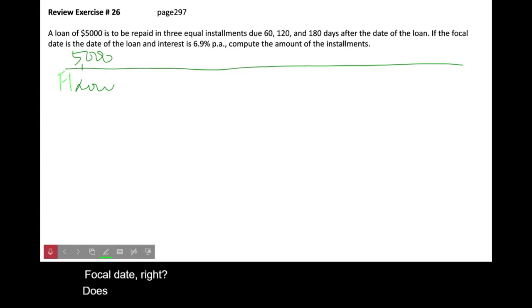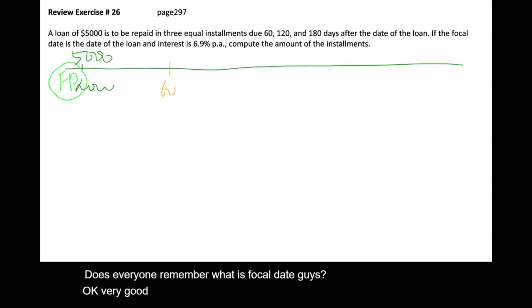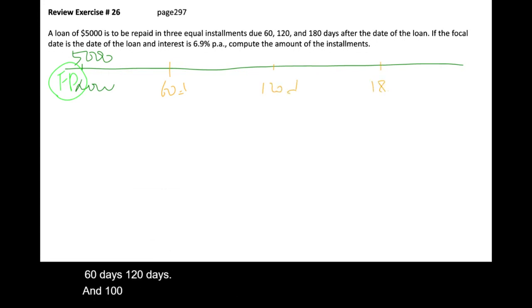Does everyone remember what a focal date is, guys? Okay, very good. So 60 days, 120 days, and 180 days. So 3 payments, x, x, x. By the way, those 3 payments, they have to be what?